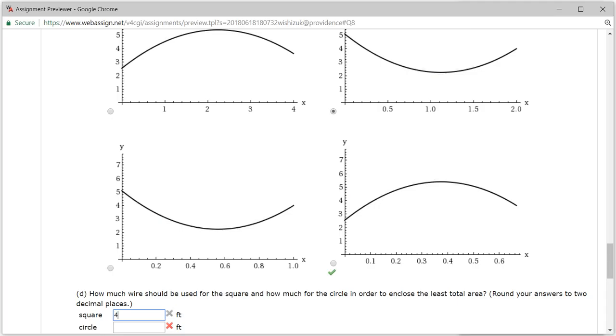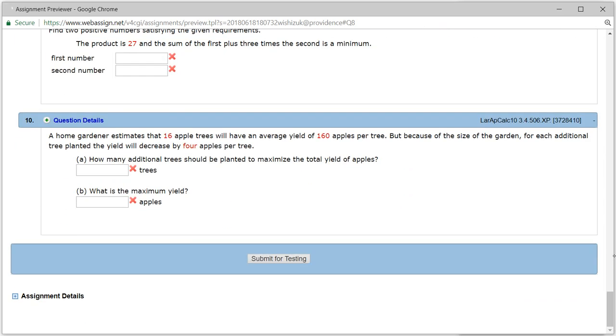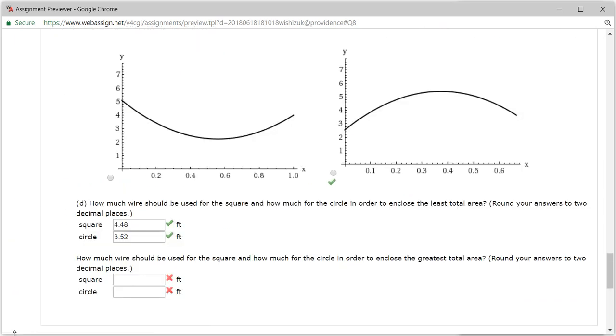4.48, so that's for the square. Then the circle is going to be 8 minus 4.48, so I would put 3.52. So let's check the answer. Submit for testing. I came back and it looks like we got this one correctly.